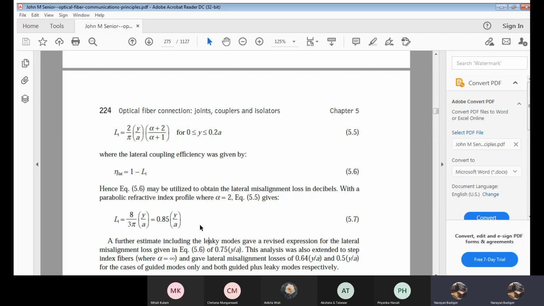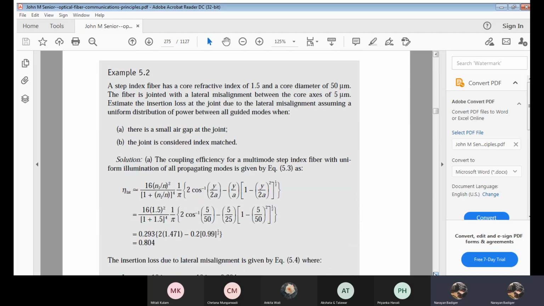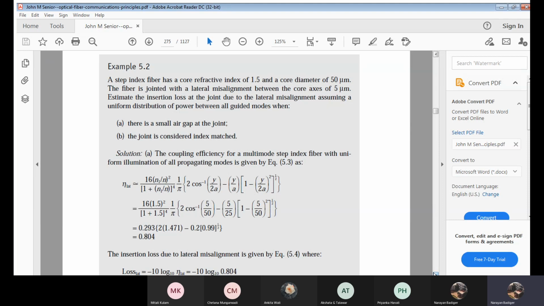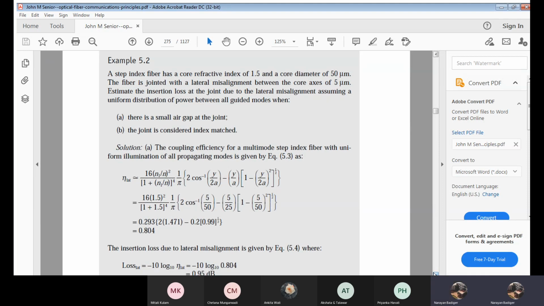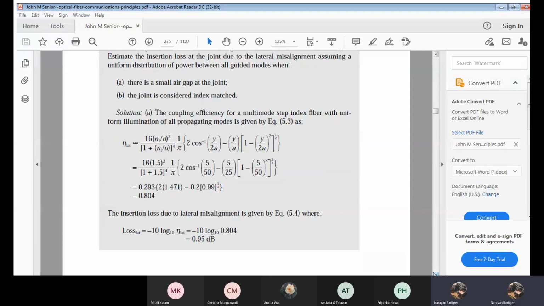1 minus what you will be getting on knowing the things Y and A. Okay. Next. Now we have one problem on this. Again, direct substitution. We have Ri as 1.5 and diameter is 50 micrometer, and the core axes are of 5 micrometers each. Okay. Here we need to find out the insertion loss at the joints, which will be due to misalignment, particularly lateral misalignment. Okay, the coupling efficiency is calculated first, then I will be getting the loss, lateral loss.